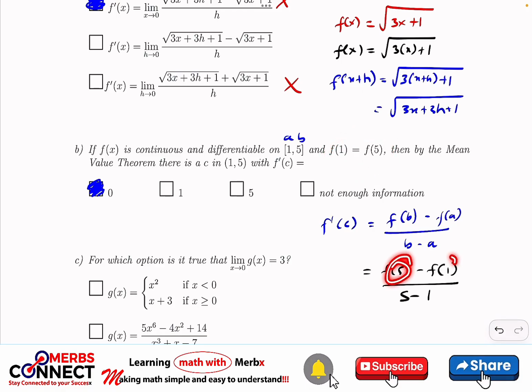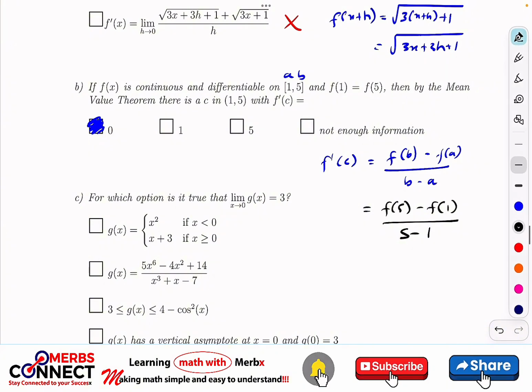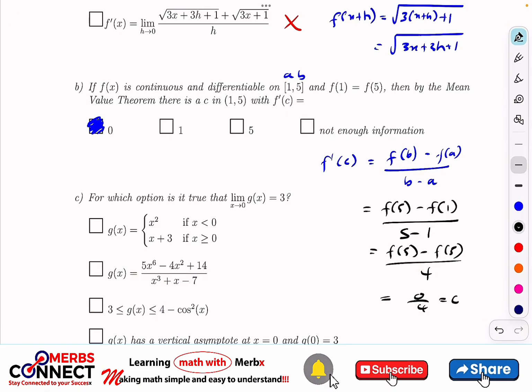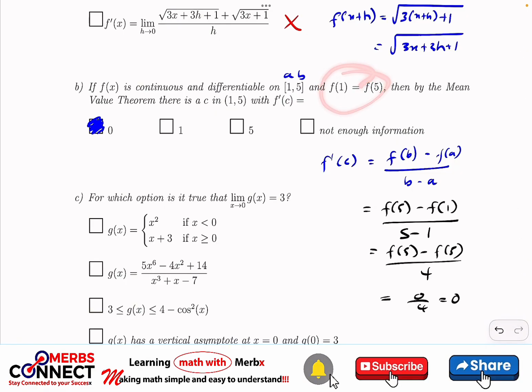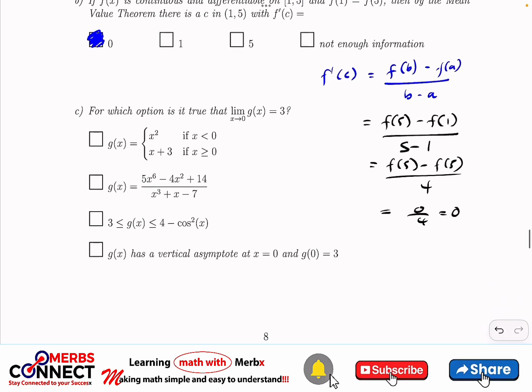So f of 5 and this is the same. So assuming that they are equal to 2. So if this is 2, this will be 2. 2 minus 2 is 0. And 0 divided by this is going to be 0. So this is kind of like, okay, they are the same. So I can write f of minus 1 is the same as f of 5. So I get 4. And this is going to be 0 divided by 4, and this is 0. So it's very simple. Anytime you see something like they are the same, and you are using the mean value theorem, it's just going to give us 0 there.